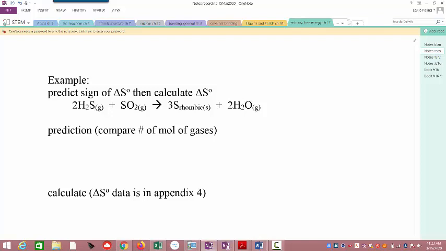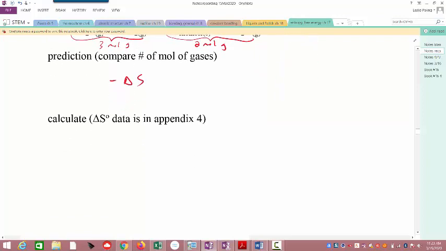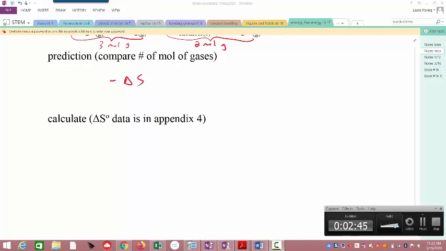We need to predict our delta S values. So we have 3 moles of gas, and we go to 2 moles of gas. So we're predicting a negative delta S. Okay. Now, to do the calculations, we need the appendix in the back of the book. So I'm going to pause and go find the book.